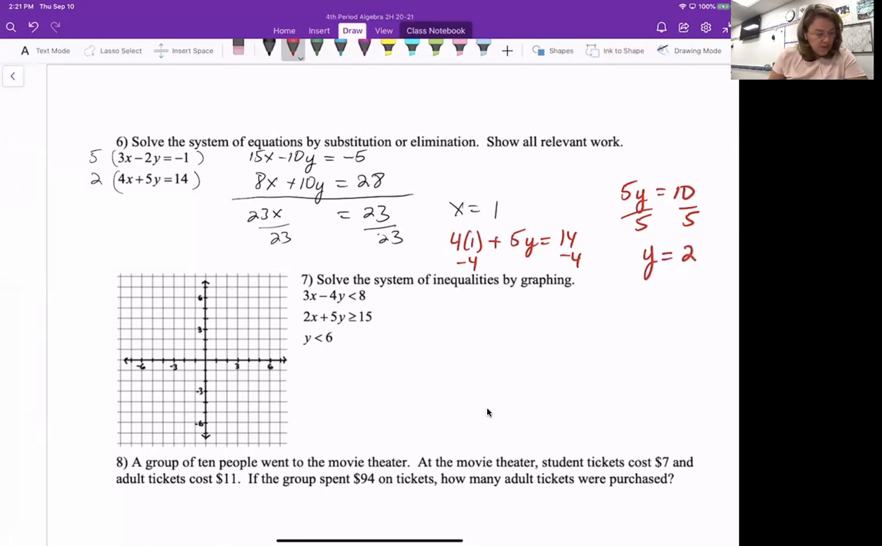So solve the system of equations. What is the answer? y is equal to 2, x is equal to 1. So you could write (1, 2), and there is your answer.